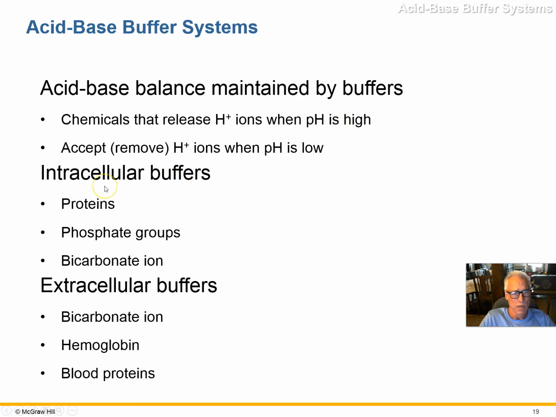What are those buffers? And we'll come back to this again. Inside the cells, the main buffers are proteins. There's a ton of protein in the cytoplasm, and those proteins have side chains that can gather up the hydrogen ions produced during exercise. Hydrogen phosphate is another buffer in the cytoplasm of the cell. Hydrogen phosphate can become dihydrogen phosphate, taking up hydrogen ions. Bicarbonate ions can take up hydrogen ions and become carbonic acid.